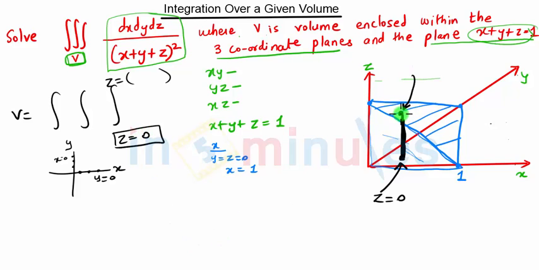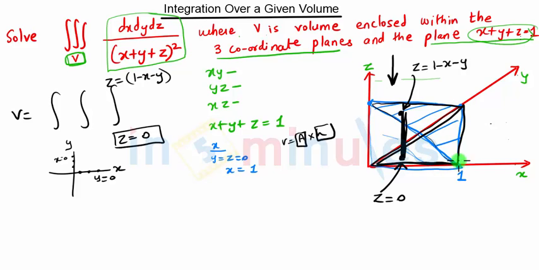So these are the limits of z. And the upper limit of this column is on the plane x plus y plus z equal to 1. So from this we get z equal to 1 minus x minus y. This is our upper limit of z. So we get the height of the column, and we know that volume is area into height. So we get the limits for height. We have to find the limits for area. When we see this volume from above in the xy plane, we will get this triangle.